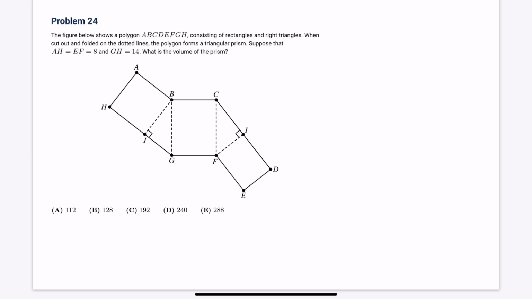First, we can fill out the values we already know. AH is 8, EF is 8, and GH is 14. Then we can think about how the net folds up. So we know that these triangular sides are going to fold inwards, and this might be the back of the figure, and this will fold up to be the bottom, almost like this.